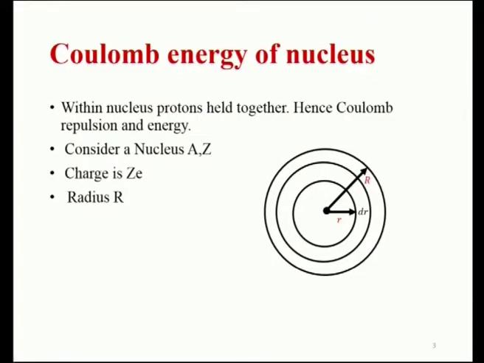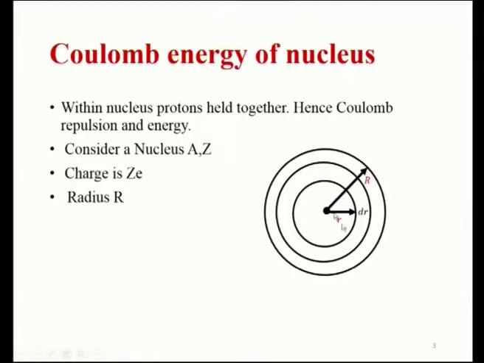Now, we want to see how to get the Coulomb energy. We consider the nucleus to be made up of many concentric shells. The total radius is R, but it is made up of concentric shells of radius small r, where small r is a variable. Now, we consider a sphere of radius small r inside the nucleus, and we want to add one small shell of thickness dr onto that.